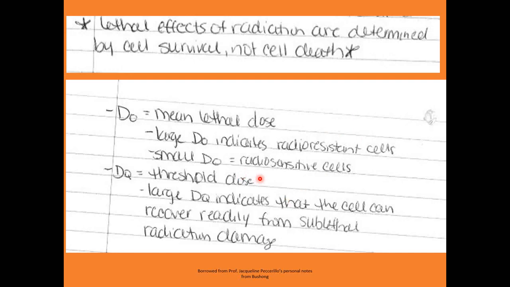With the threshold dose, it's kind of the same thing. A large threshold dose indicates that the cell can recover readily from sublethal radiation damage. A low threshold dose, however, means that the cell was pretty radiosensitive and cannot recover as readily to radiation damage as some of the other cells.